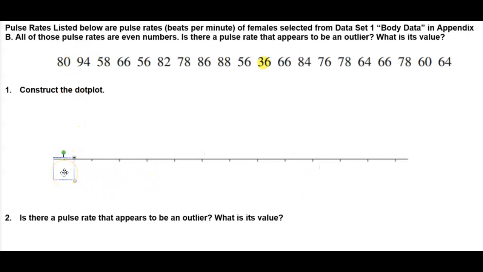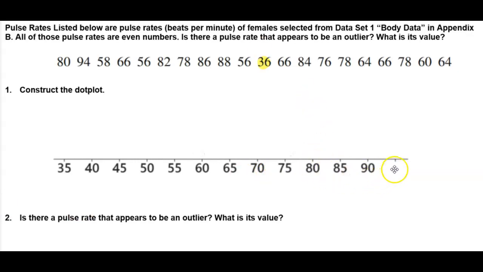The first one we're going to start out with is 35, and then 40, 45, 50, 55, 60, 65, 70, 75, 80, 85, 90, and then 95. So that's going to contain all the data. Now if you notice, the first one we have is 36. So we're going to have a dot that's just a little bit over 35, and that's going to represent the first one.